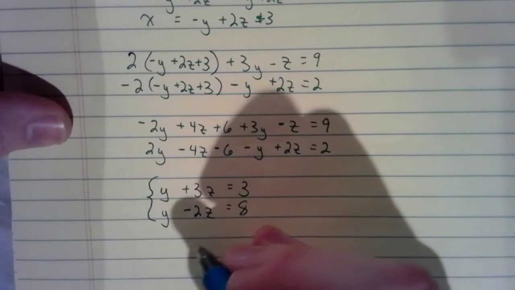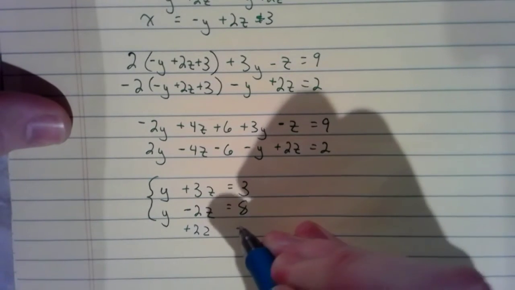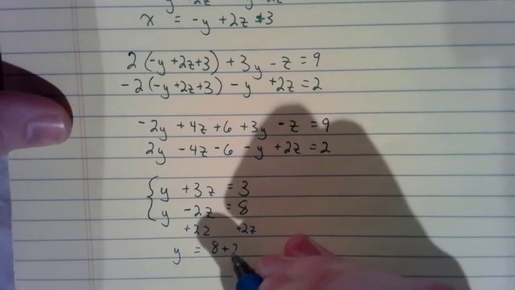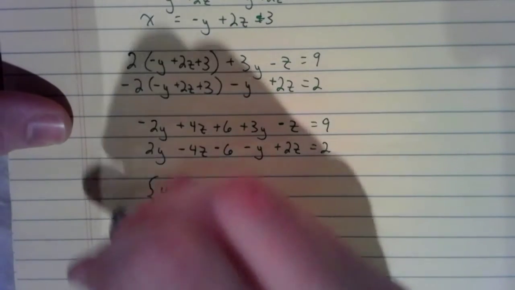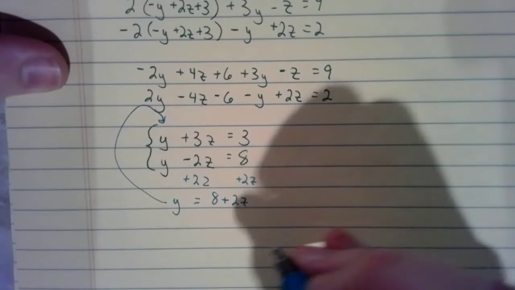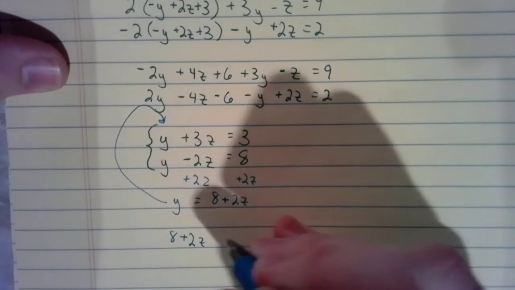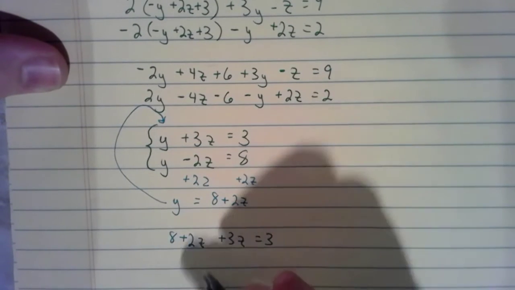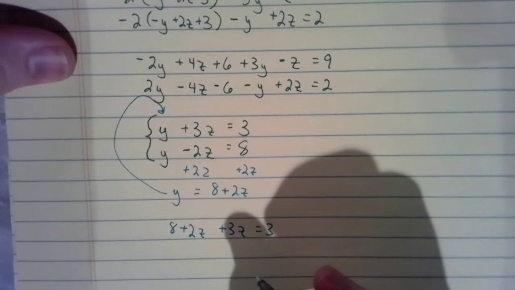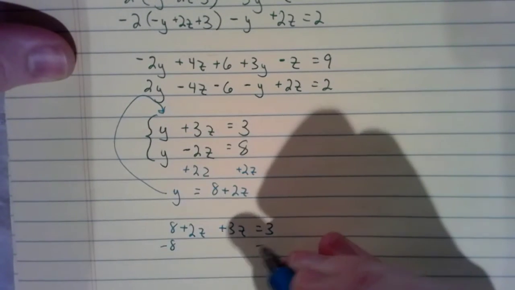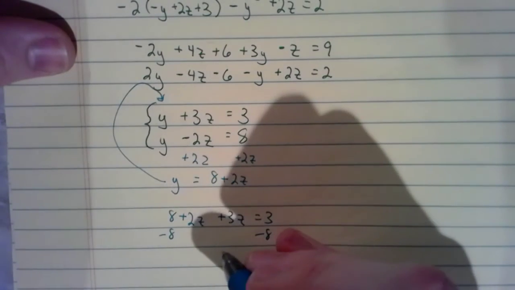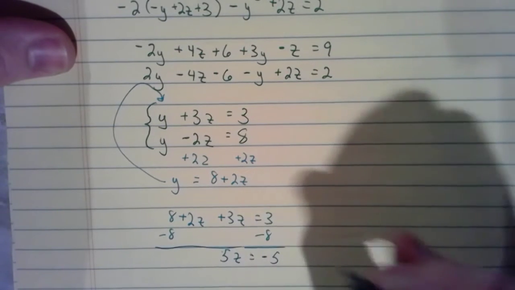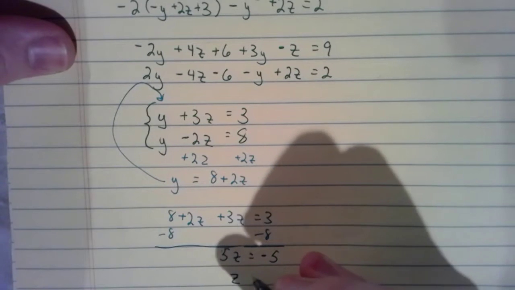So I'm going to go ahead and add 2z to each side of my second equation. I get y equals 8 plus 2z. I'm going to plug that into my first equation. What I end up with is 8 plus 2z plus 3z equals 3. Now you can see I've got it down to one equation, one variable. I'm going to subtract 8 from each side and combine like terms. 2z plus 3z is 5z, and 3 minus 8 is negative 5. Divide each side by 5, and I find that z equals negative 1.